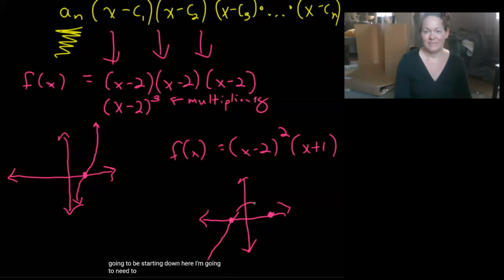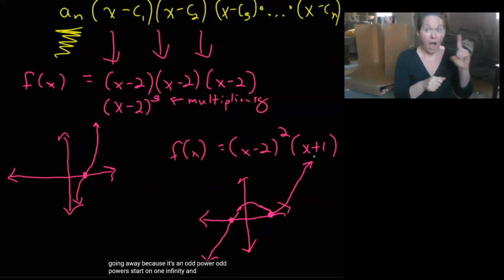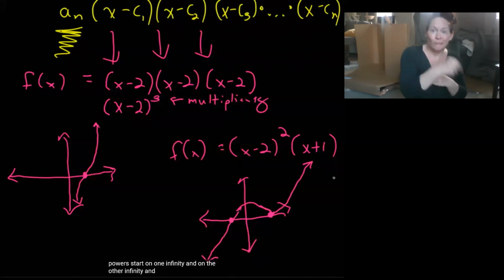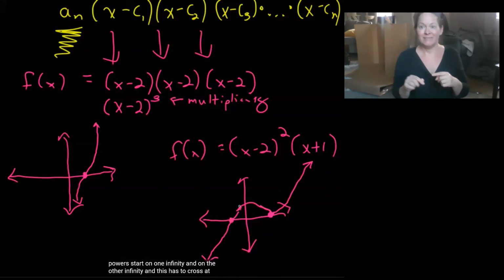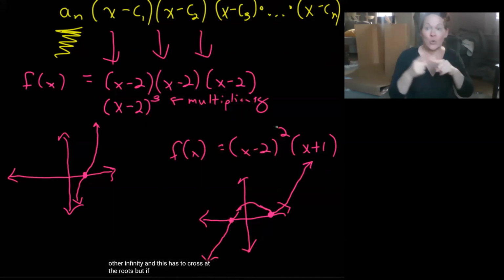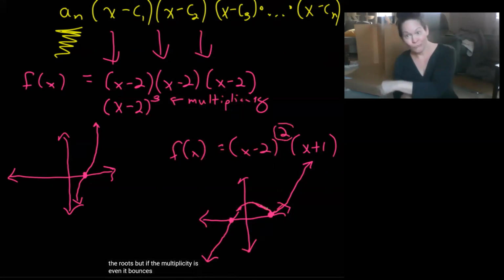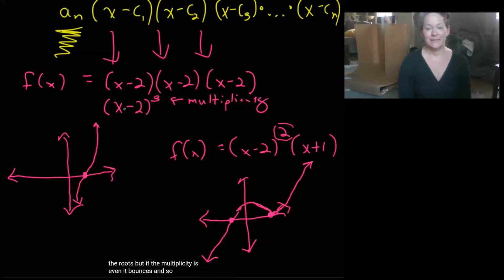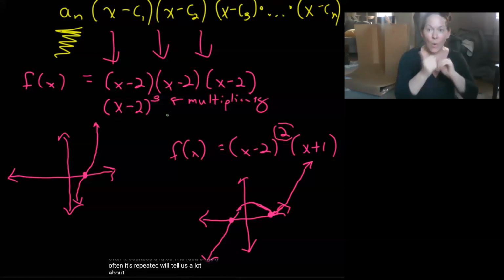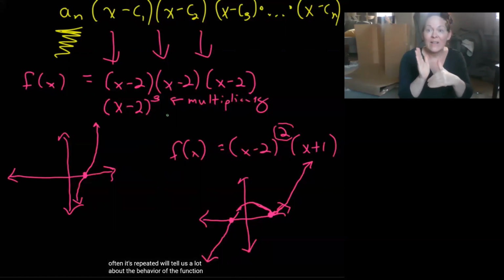I'm going to need to turn here, but I have to end going away because it's an odd power. Odd powers start on one infinity, end on the other infinity. And this has to cross at the roots. But if the multiplicity is even, it bounces. And so this idea of how often it's repeated will tell us a lot about the behavior of the function.